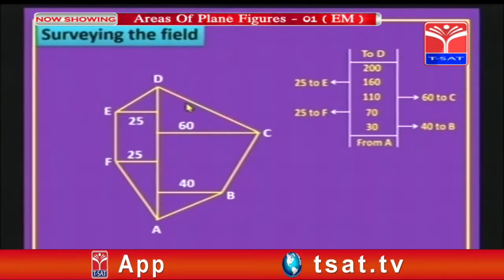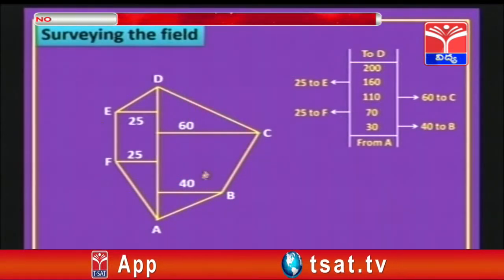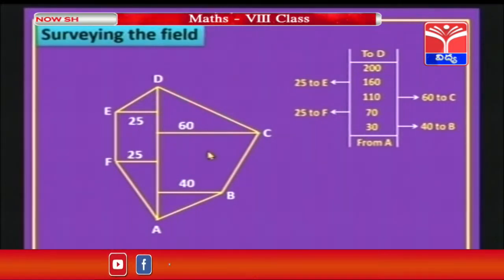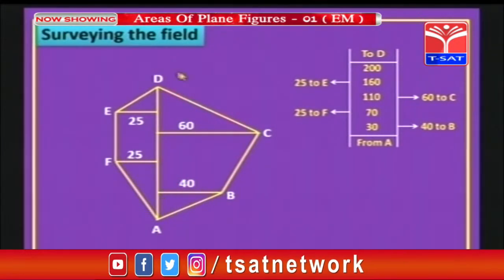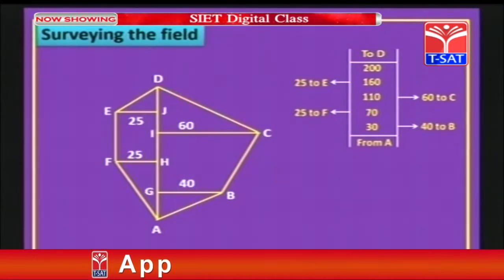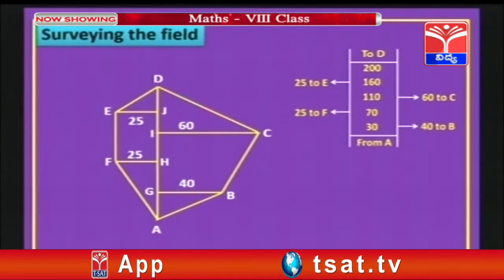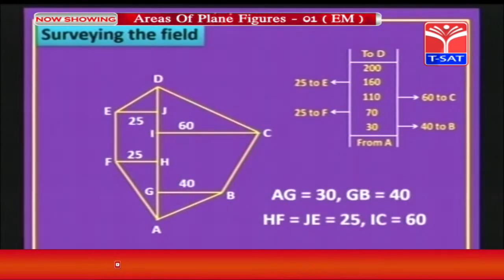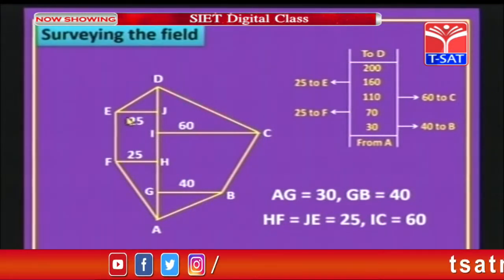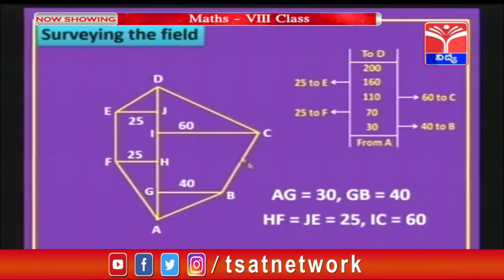Okay, children. Now if you notice, this field is divided into various plane figures: triangles, a rectangle and a trapezium. So calculating the individual areas and adding, we get the area of this entire field. Now let us do that. Let us mark the points G, H, I, J as shown, children. Here from the figure, we have AG is equal to 30, GB is equal to 40, and HF and JE both are equal to 25, and IC is equal to 60.